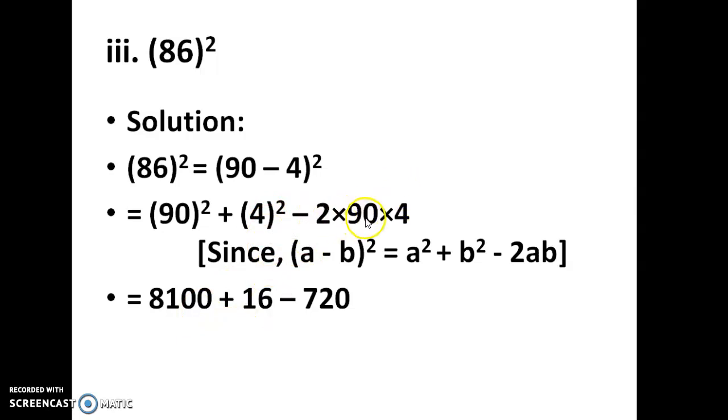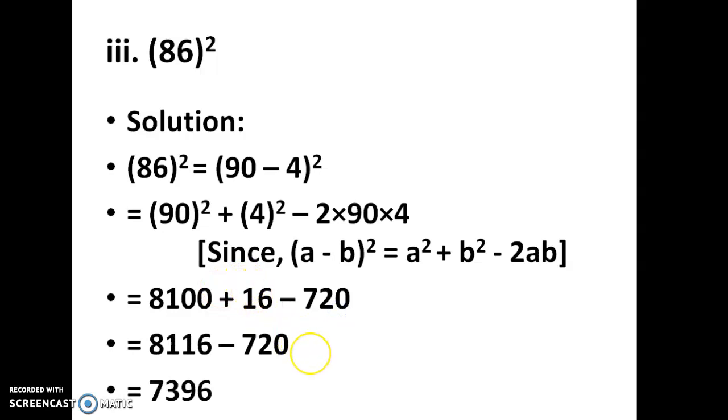Okay, 2 into 90 into 4. If you calculate, it will give you minus 720. Okay, so now you simplify. So if you simplify, you will get last answer as 7396. Okay, now next problem, 93 square.